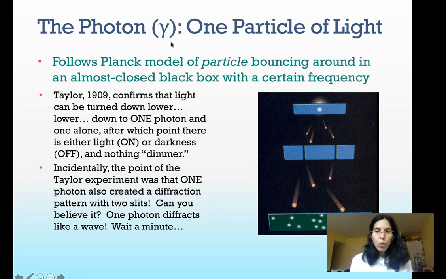Incidentally, Taylor wasn't just looking for the on-off switch. Taylor was looking at some of the other well-known properties of light. Specifically, he was looking at double-slit diffraction, the same kind of double-slit diffraction you modeled in your labs with the virtual ripple tank. You can see there's a light source here, three walls and two little gaps in the walls where the light can come through.